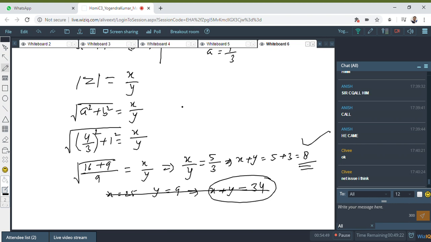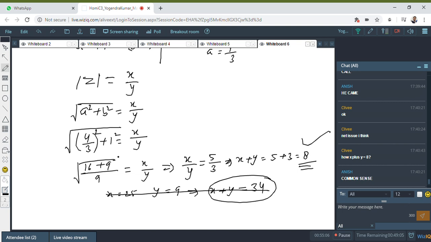Clive, any doubt in this? I think you understood already. Correct. You might have done till there. Then after that they said mod z is equal to x upon y, so we put it like that, and that's all. We are getting the answer as 8.